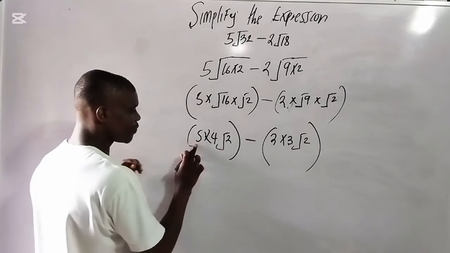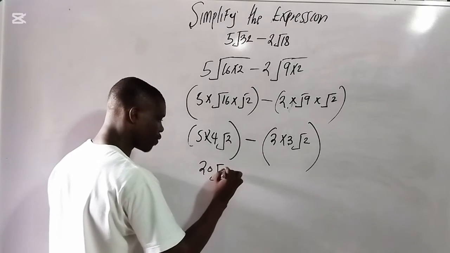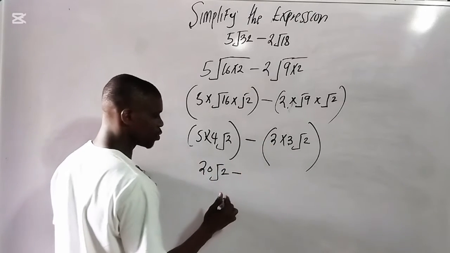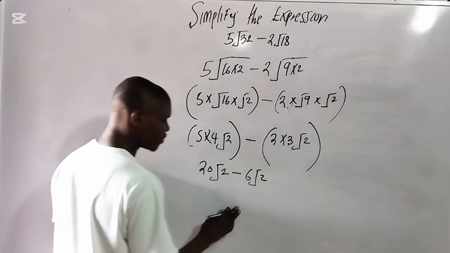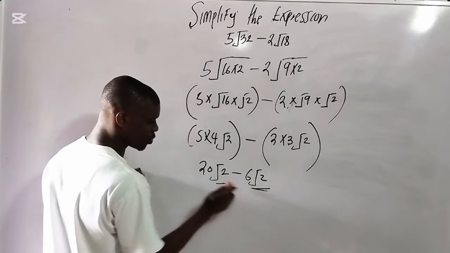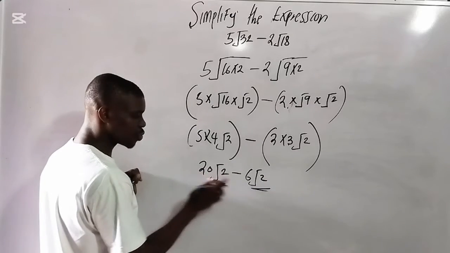So 5 times 4 is 20 square root of 2, minus 2 times 3, which is 6, 6 square root of 2, right? Remember the two terms have the same surd, square root of 2, so you subtract the coefficients: 20 minus 6. What is 20 minus 6?